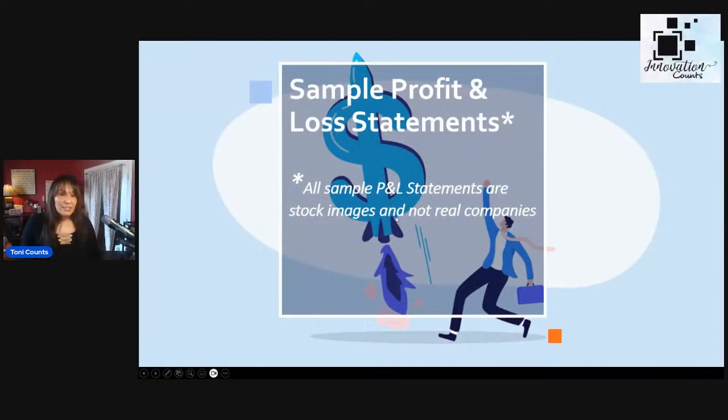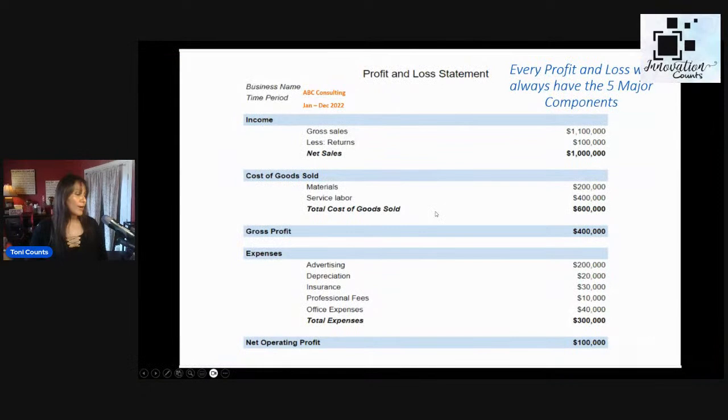All right, so let's look at a sample of some profit and loss statements. And just a quick disclaimer, these are all stock images. These are not real P&Ls of anybody's business. All right, so here we've got a profit and loss statement for ABC Consulting, January through December 2022.